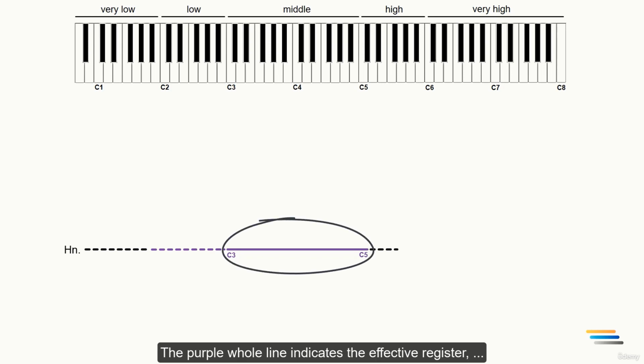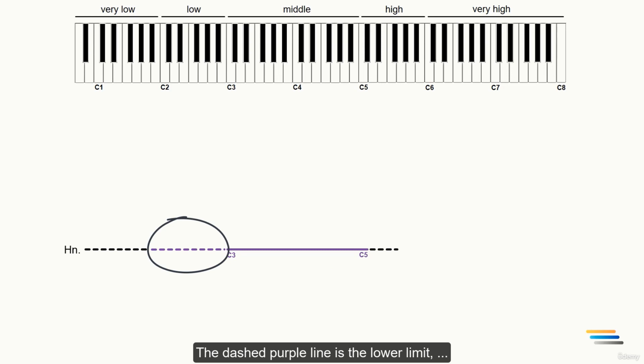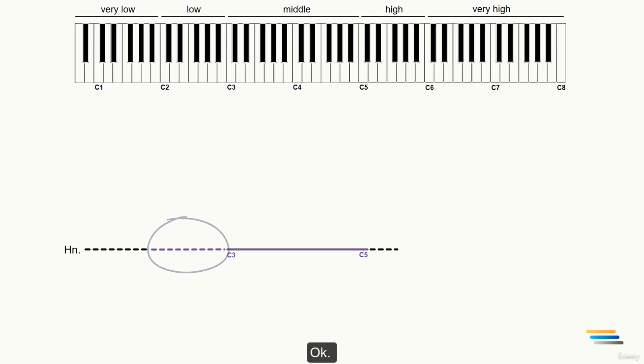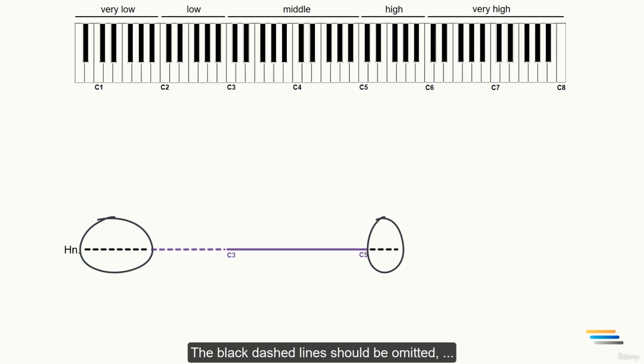The purple whole line indicates the effective register which works in 90% of orchestral scores. The dashed purple line is the lower limit if the bottom note of the melody is below C3. This register will be useful for low and very low register doublings. I will explain it in the future lessons. Okay, the black dashed lines should be omitted as other instruments will be placed on these registers.